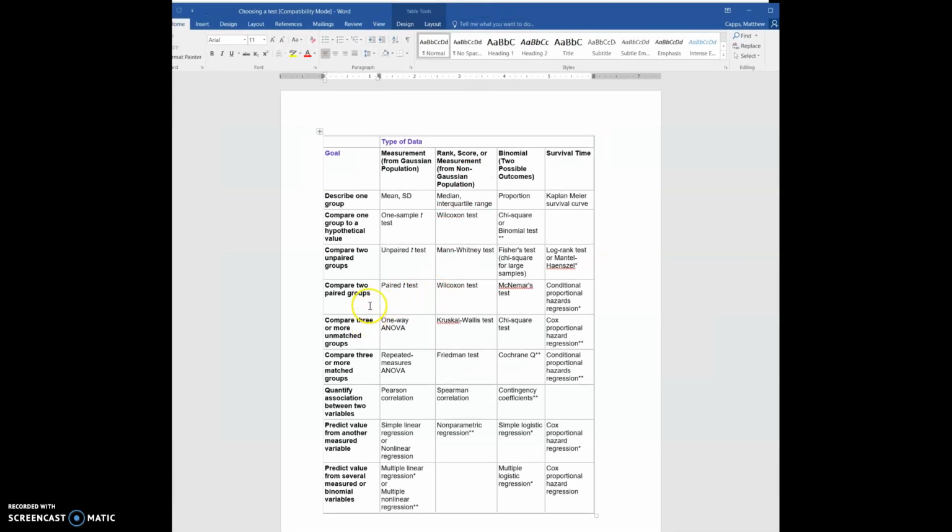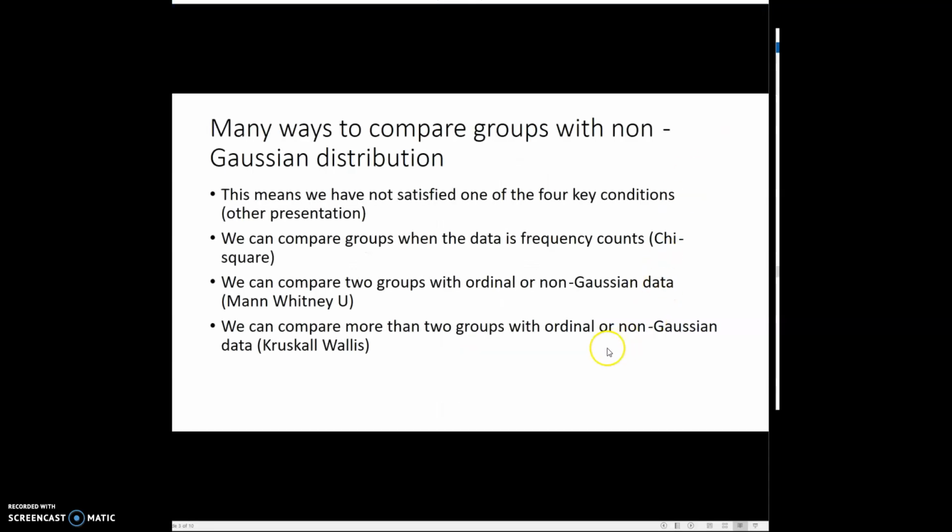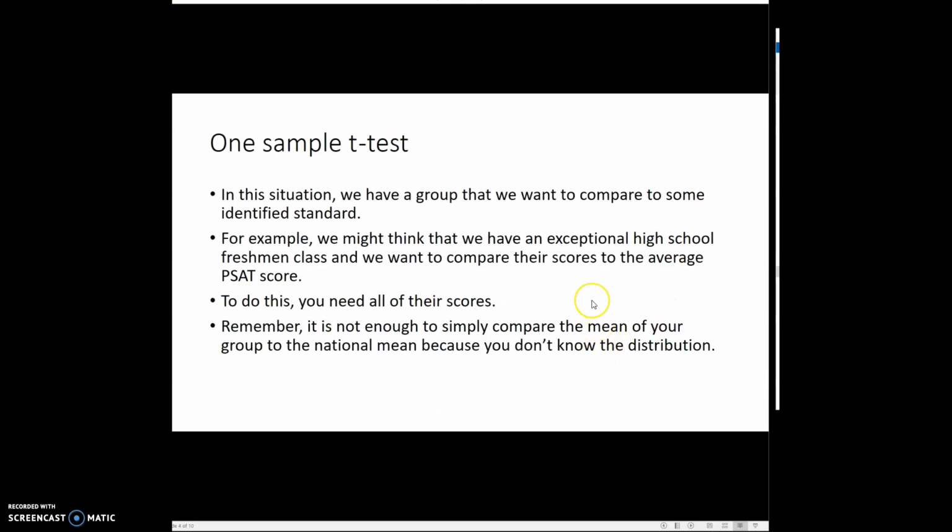if we want to compare two groups, this right here, that's the independent t-test. It's also called the unpaired t-test. The non-Gaussian version of that is the Mann-Whitney. So everything has a version to it depending on what the data looks like. So let's get a little more specific about some of these.